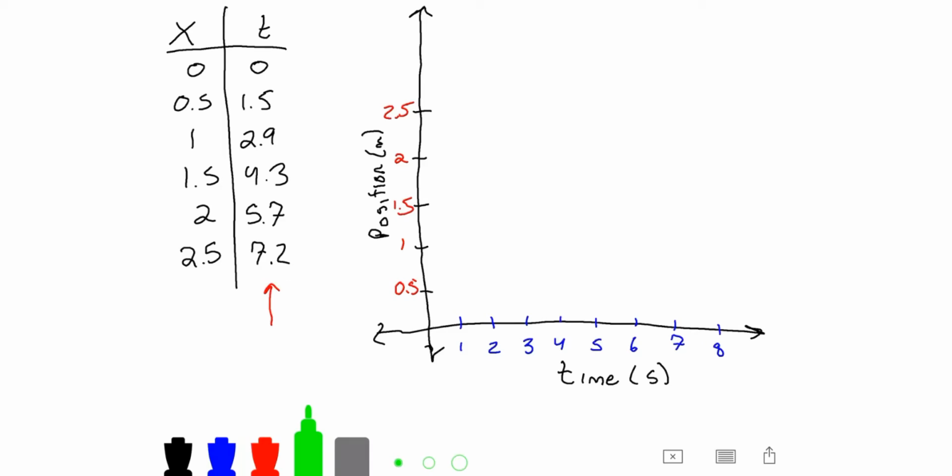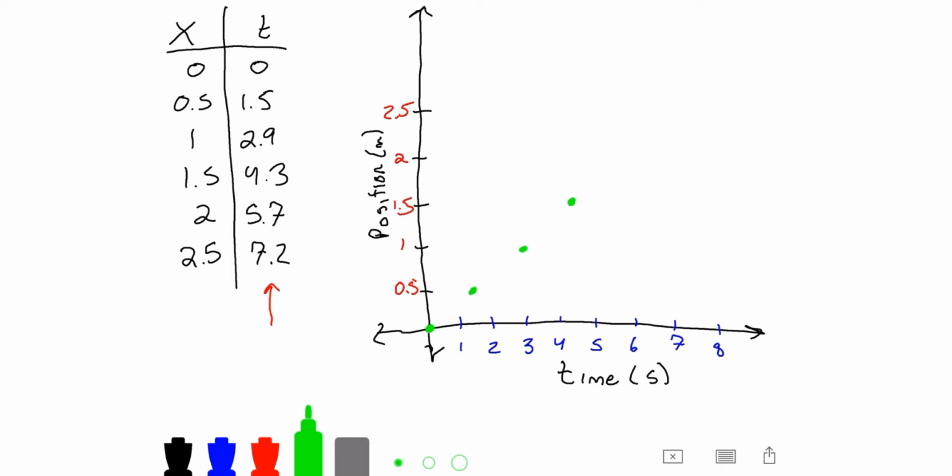So now let's go ahead and put our first data point in here. I'm going to put all my data points in green. 0, 0, that's an easy one. Now at 0.5, we are about 1.5. So now I go up to 0.5, and 1.5 looks about right there. And I'm just eyeballing halfway between 1 and 2. Next, we got 1 at 2.9. Well, that's really close to 3. I might just do a little bit over there. Perfect. Now we got 1.5. We are at 4.3. 4.3 is a little bit more than 4, but not quite halfway. So that's going to be about right there.